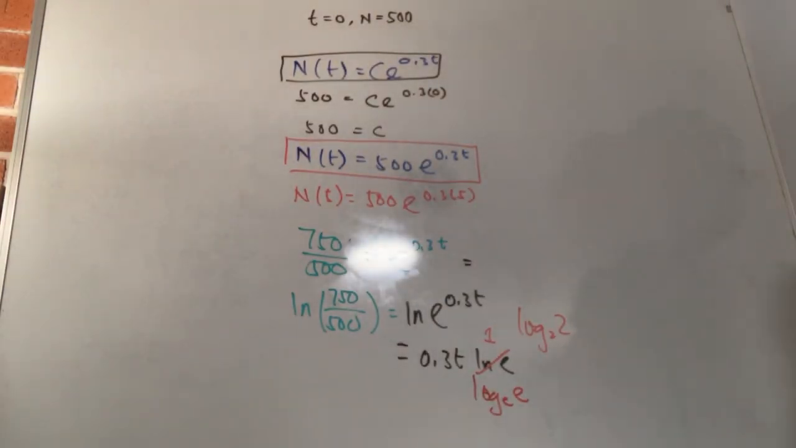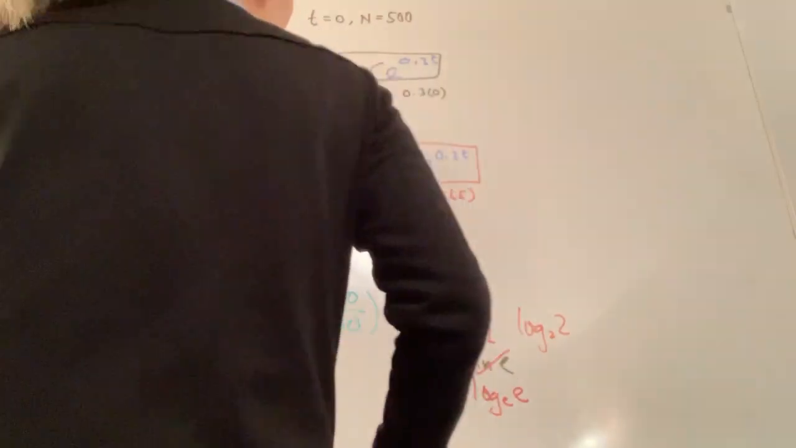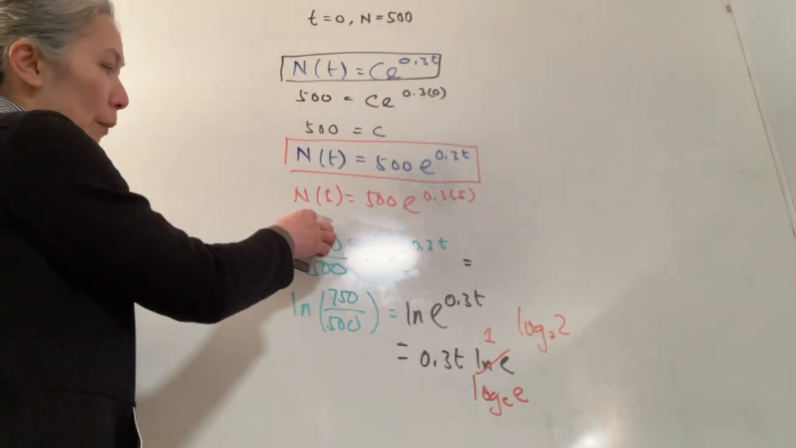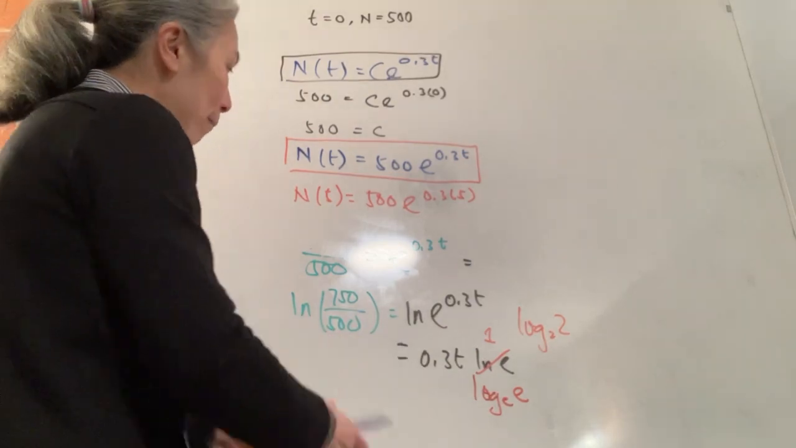How long does it take to double the number? So what is the initial number? The initial was 500. Okay, double that means 1,000. So you replace instead of 750, now it becomes 1,000.